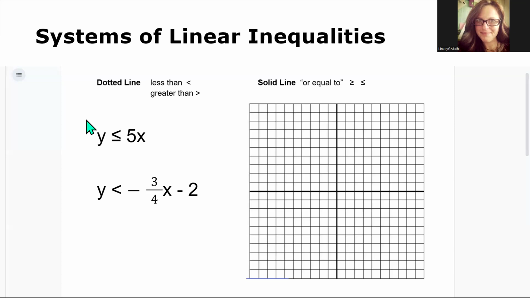Y is less than or equal to 5x. Our y-intercept is 0. And we'll graph our first point, 0, 0. And then we'll use our slope, up 5, right 1, to get a couple of points on our line.